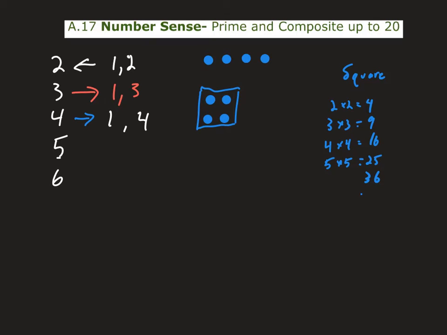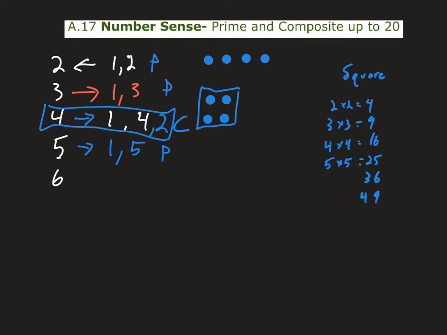It'd be 36, 49, and you can go on and on, all the way up, and they go on infinitely. 5, so when we do 4, you can also have 2 in there. This makes this a composite number. This is a prime number. 5 is also going to be a prime number because there's only 2 factors, 1 and 5.